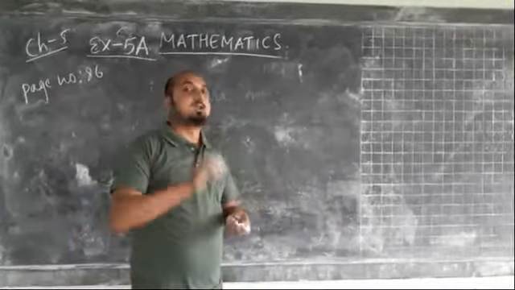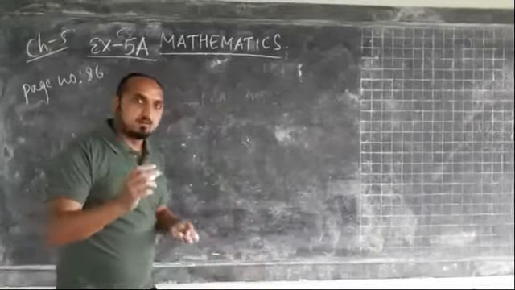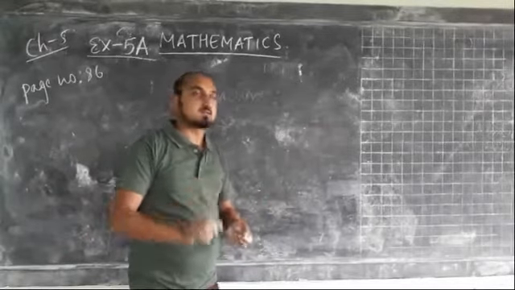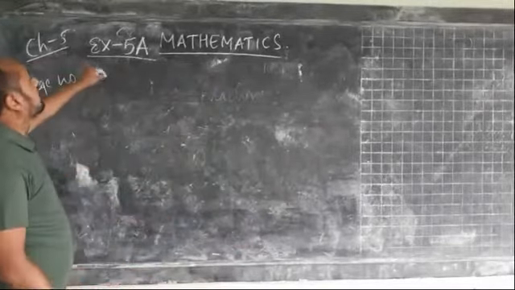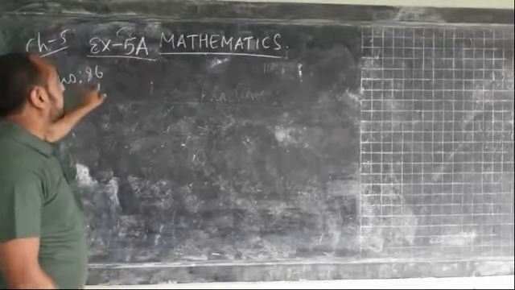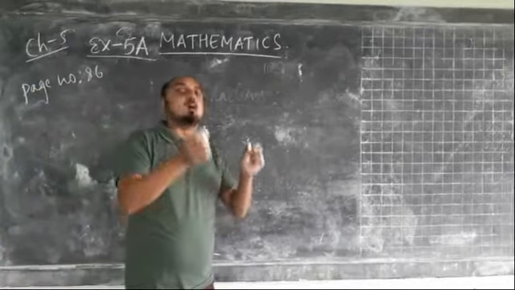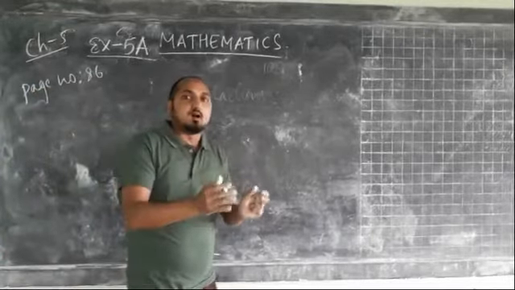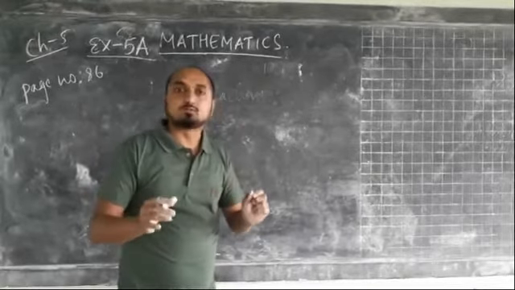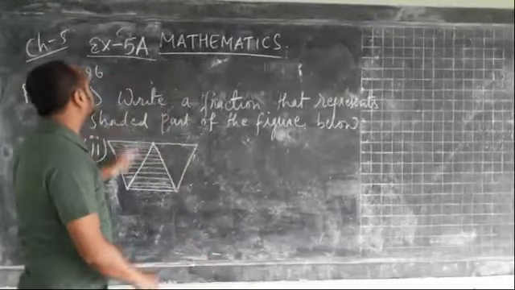Now since the introduction part and the basic concept is done, the explanation part is already done, now I am going to start the exercise. So now I am going to solve a few questions from exercise 5A, page number 86. I will be solving a few questions and I will give you the idea how to solve the problem, and the remaining questions you have to do by yourself. I am going to solve question number 2 from the first question.